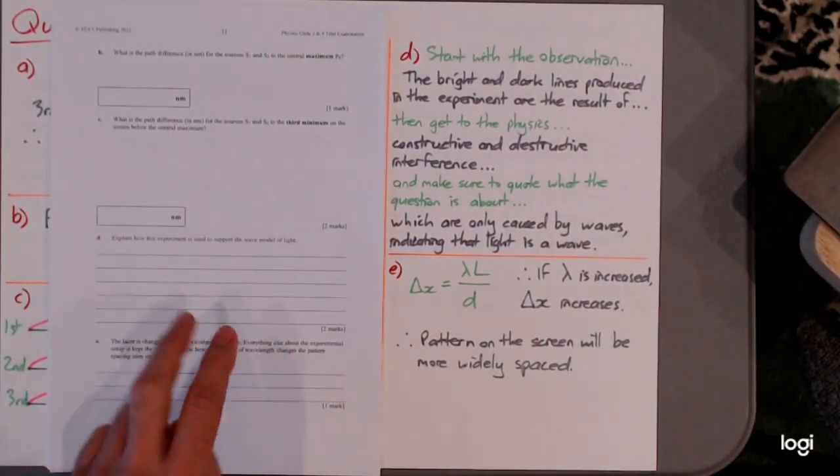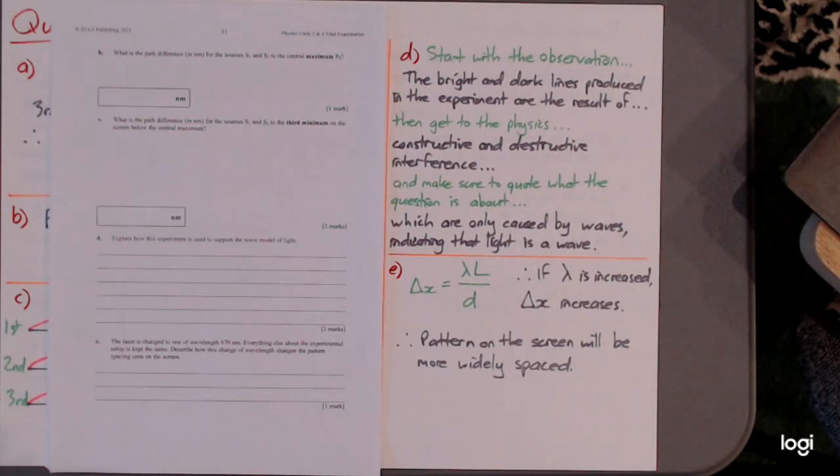That's a fairly short way to do it. Okay, part E, last one. The laser is changed to another laser with 670 nanometer waves. Everything else about the experimental setup is the same. Describe how this change of wavelength changes the pattern on the screen. Again, don't say anything else. Just worry about the pattern on the screen.